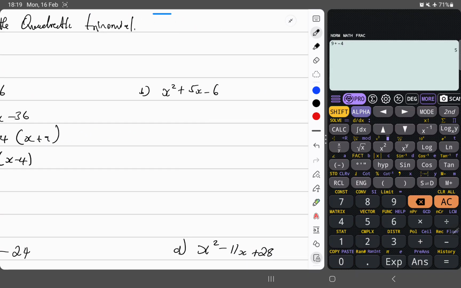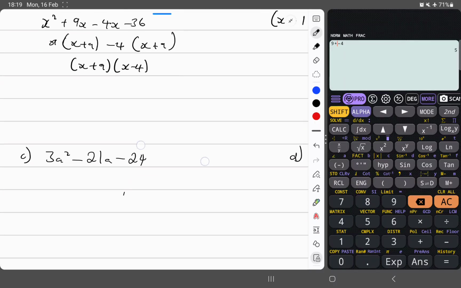Let us look at the second one. Two numbers, when you multiply, they give you negative 6, but then when you add, they give you positive 5. It means I can simply just open those two brackets. x minus 1, x plus 6. That is what I'm going to have, because negative 1 times 6 will give us negative 6, and 6 minus 1 will give us positive 5. Right, that is the shortest way to do it.